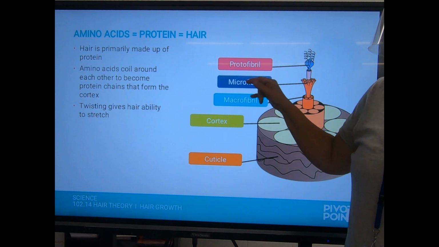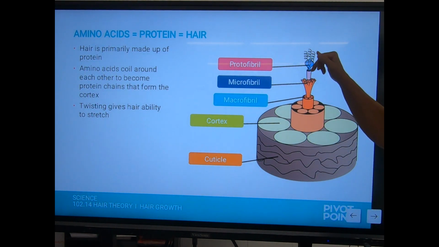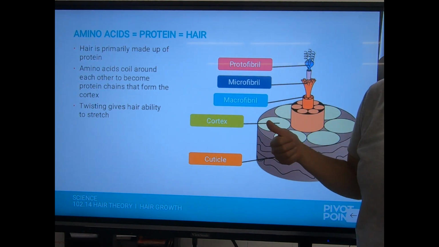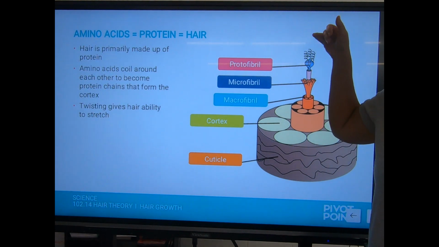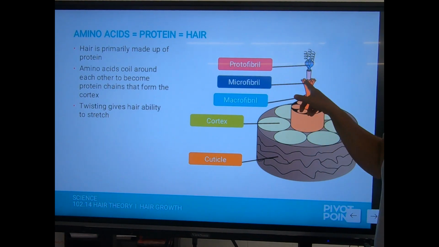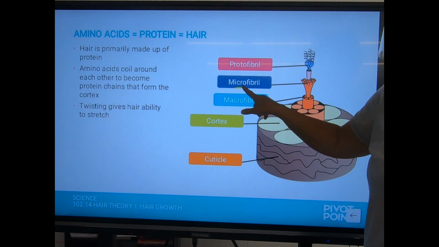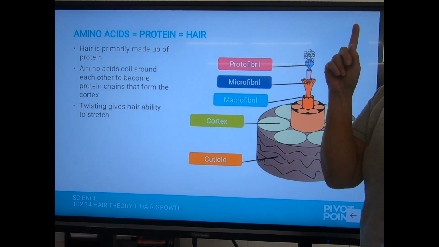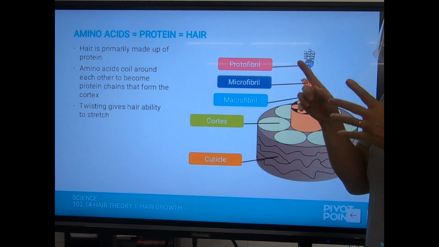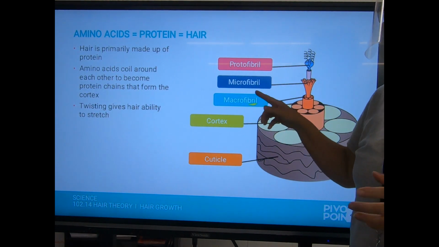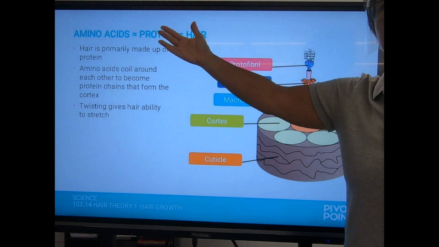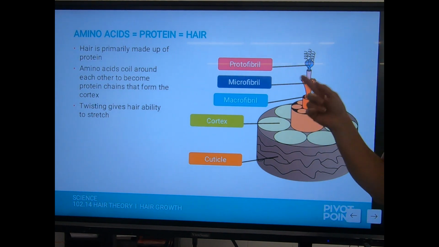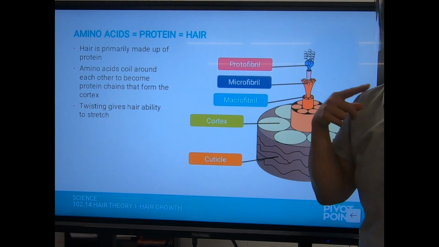All right, amino acids. So you start out with protofibrils. This word means original, the first one. All right, so you have these coils of amino acids. Then you put them together and you get microfibrils. Micro, small. So you have the original, they all coil around each other. You get micro, then a bunch of the microfibrils coil around each other, and now you get macro. Macro means big, micro, small. This forms the cortex, and all this twisting around each other is what gives the hair its elasticity.